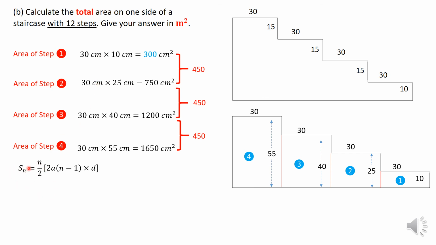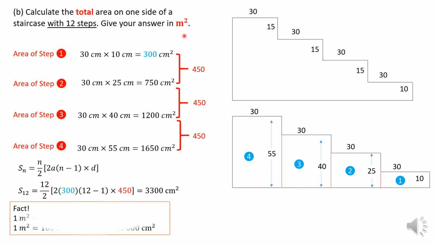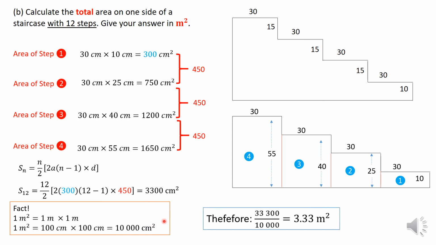Now I'm going to use this formula because I don't know what the last term is. All right. So we have S sub n is equal to n upon 2 times 2A plus n minus 1 times the common difference. So it's just a matter of substituting the right values into the formula. And then our answer here is 3,300 square centimeters. But they say we should give our answer in square meters. So the objective is you should know how to change 1 square meter in terms of square centimeters, and therefore divide that answer by 10,000. So our final answer will be 3.33 square meters.